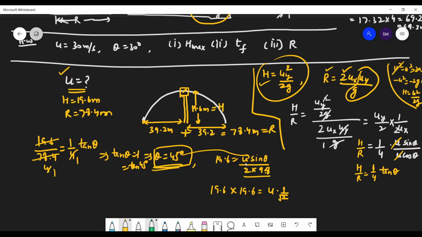Are we doing it correctly? Height, see students, this is square. This is square here. Again, we have forgotten this square again. So this is a square, isn't it?